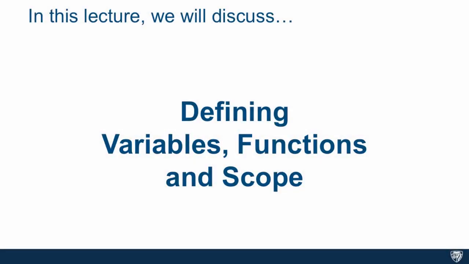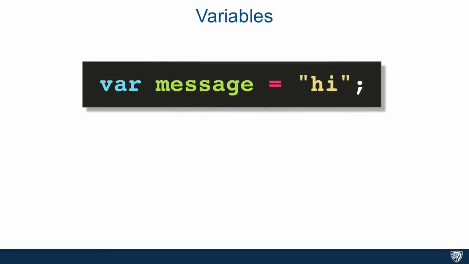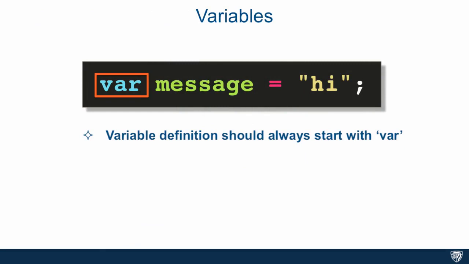Okay, so in this lecture, we're going to talk about defining variables, functions, and where these artifacts live, otherwise known as scope. Now, it's fairly straightforward how you define a variable. Variable definitions should always start with the keyword var.